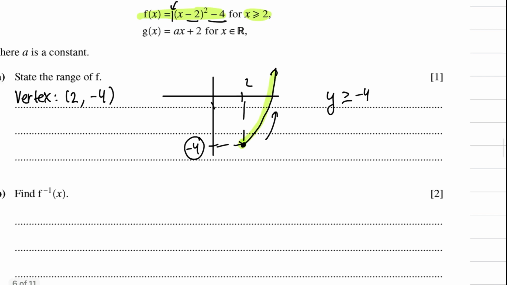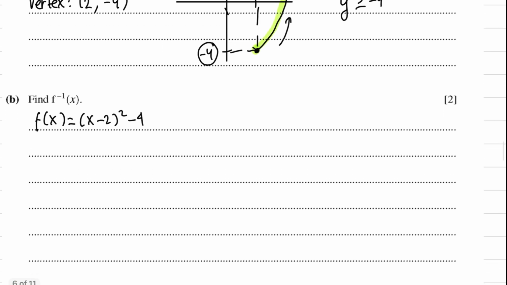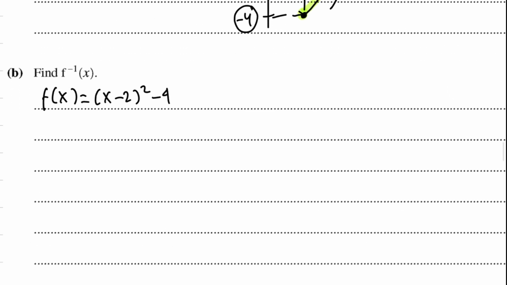Second question, we need to find f inverse of x. So we have f(x) equals (x minus 2) squared minus 4. Now from here, we apply the steps to find f inverse. So make f(x) equal to y. Interchange x and y.